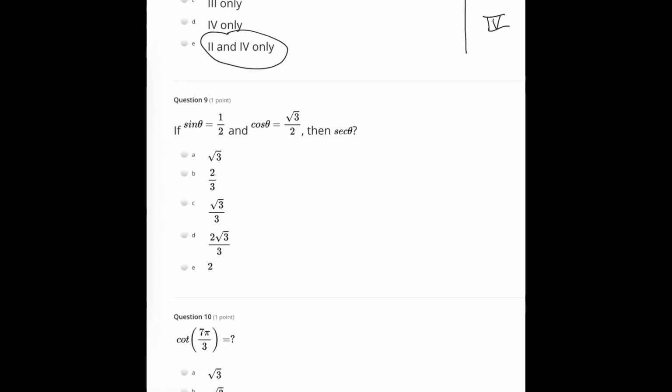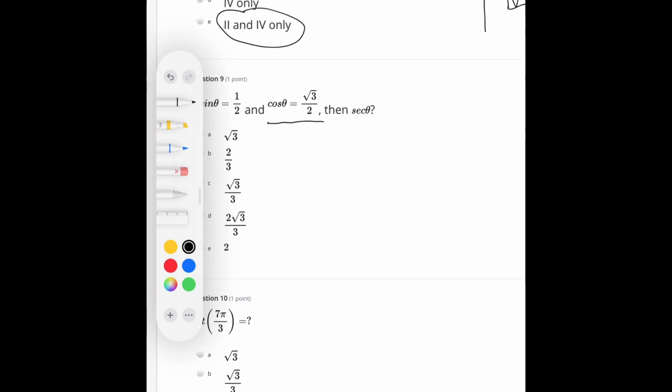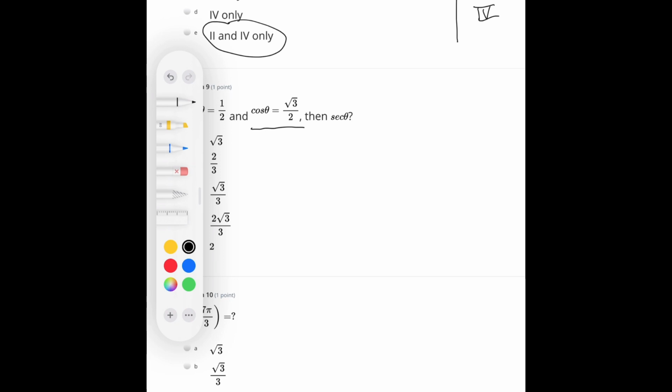All right, question 9. What is secant if they give you sine and cosine? As long as I have cosine, I can find secant, because secant is just cosine flipped over. So secant would be 2 over root 3, and simplify that. Don't leave a root on the bottom. We rationalize by multiplying top and bottom by root 3. So 2 times root 3 on the top is 2 root 3, and root 3 times root 3 on the bottom is 3.